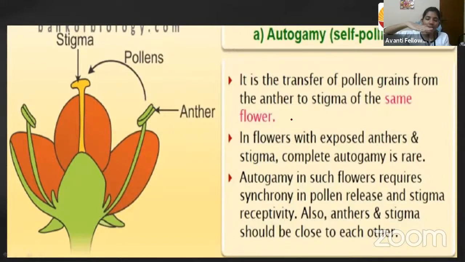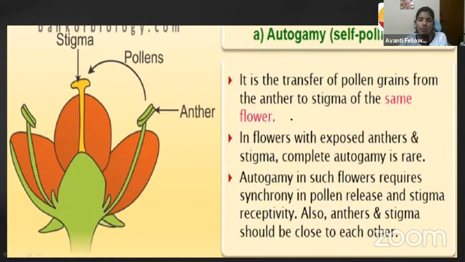So if the air is passing here, and the air contains many other pollen grains, right? There are chances of cross-pollination by that air. So if any flower has exposed anthers and stigma, there are very rare chances of autogamy. So to avoid that, the flowers are always closed. Most self-pollinated flowers are always closed, and there are some self-pollinated flowers which are open.